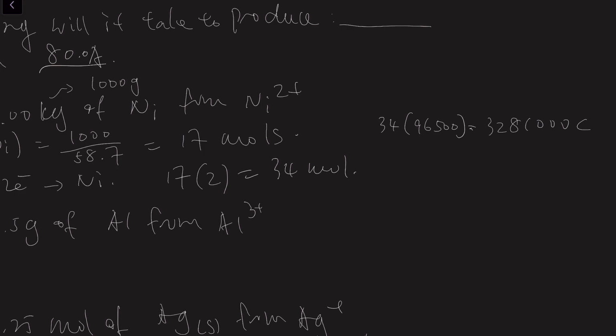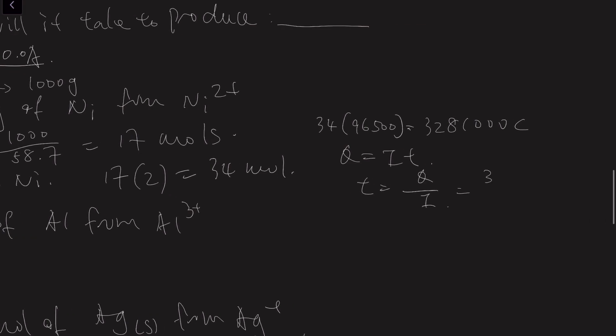And you already know you have a current of 80 amps. So Q is equal to I times T, and T is equal to Q divided by I, which is equal to 3.28 times 10 to the 6 divided by 80. You get 4.1 times 10 to the power of 4 seconds.